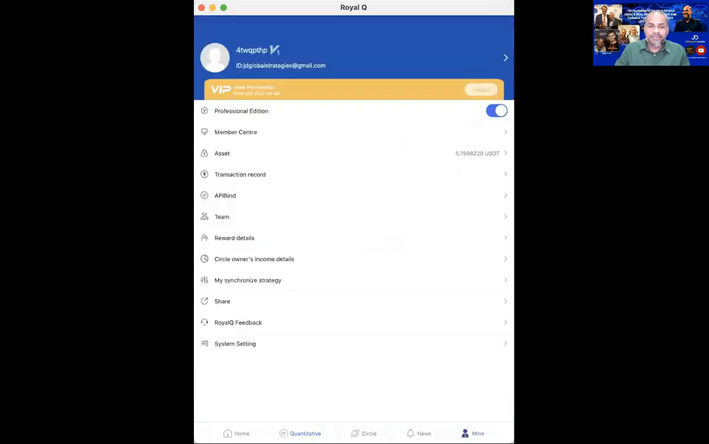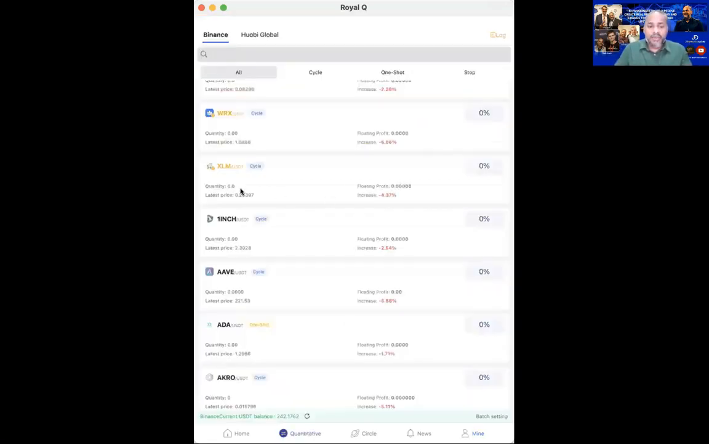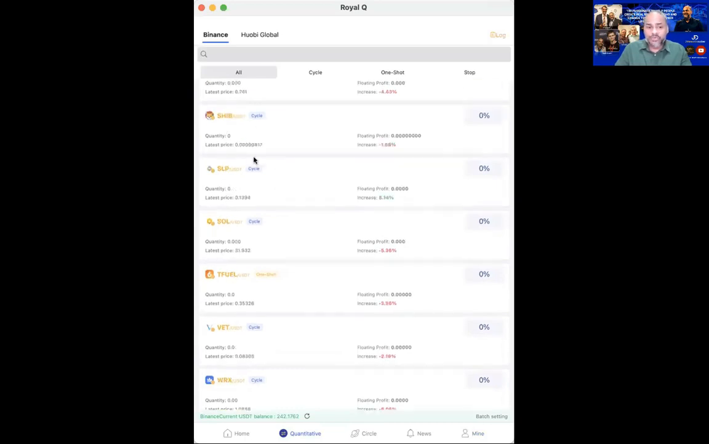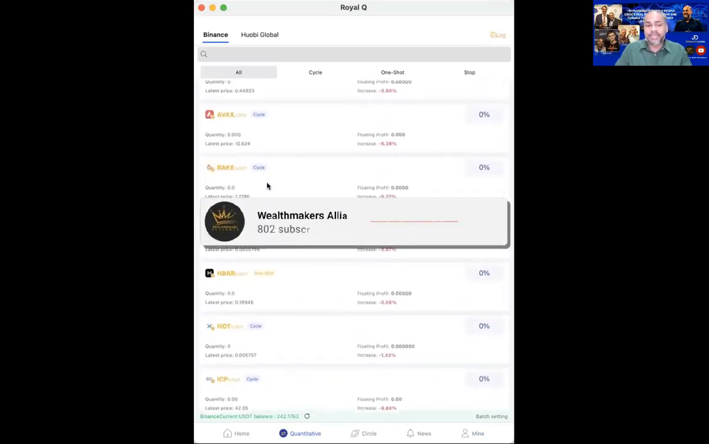Just go to Mine and please enable the professional edition. You just have to answer some questions. Just make sure all the questions given there, just select all the green ones. This is the easiest test. Just select all the green ones, and then you will be converted to the professional edition. So the moment you use the professional edition, you will be able to see all the orange pairs too. This is where you find all the 70 pairs over here.